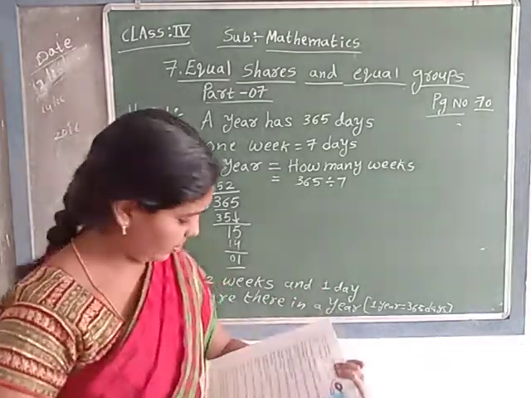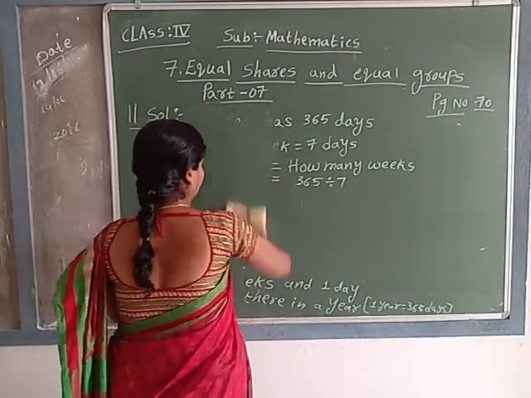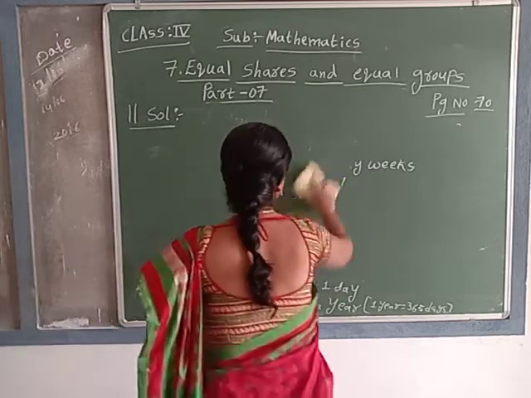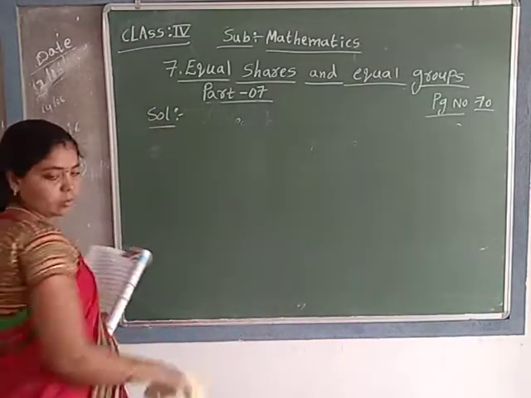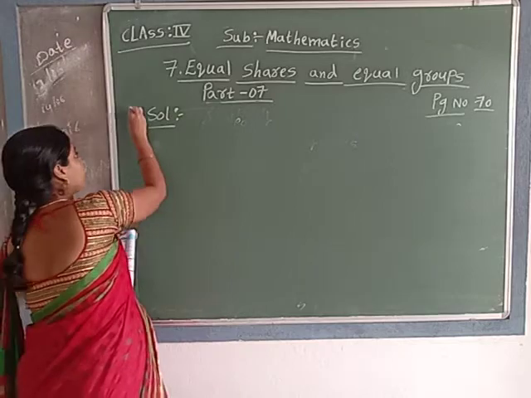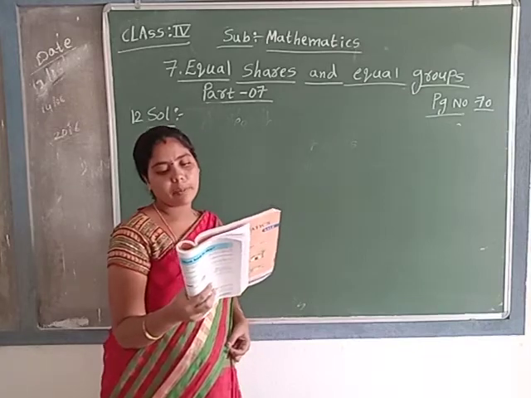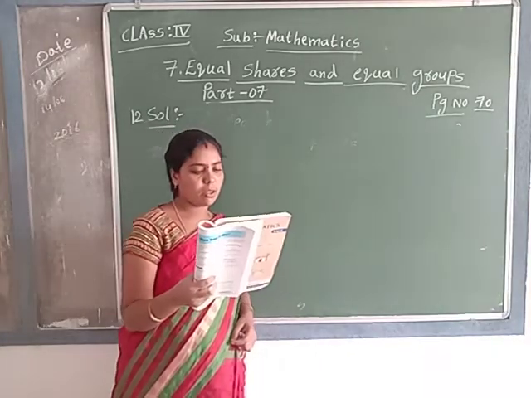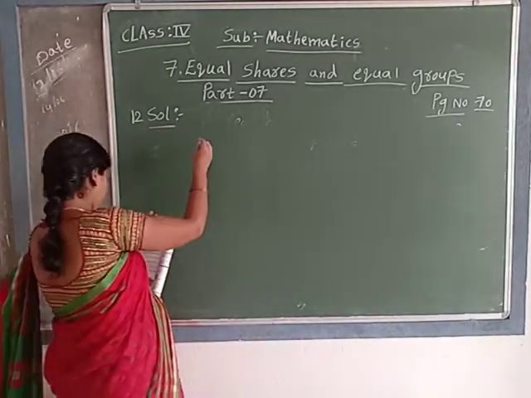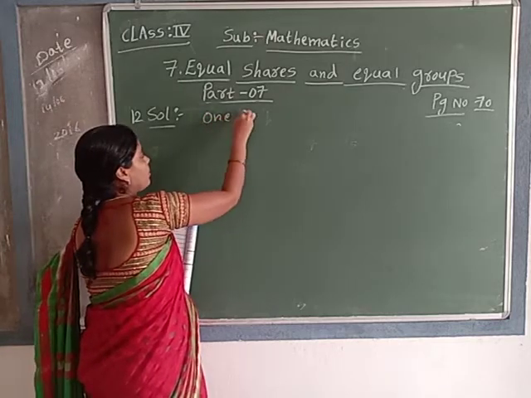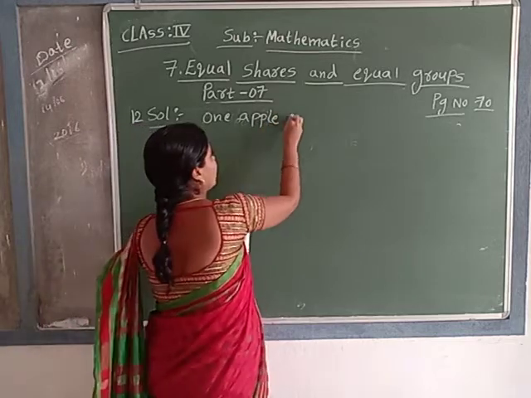Next, one apple costs 14 rupees. How many apples can be bought with 590 rupees? How much money remains unspent? One apple costs 14 rupees.